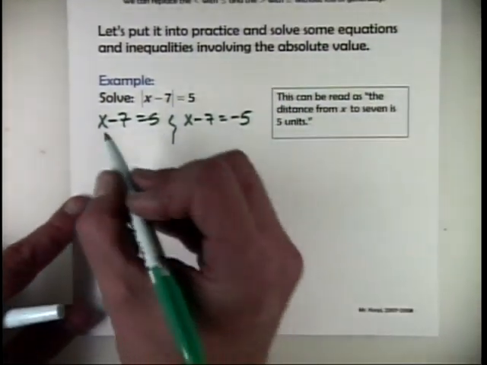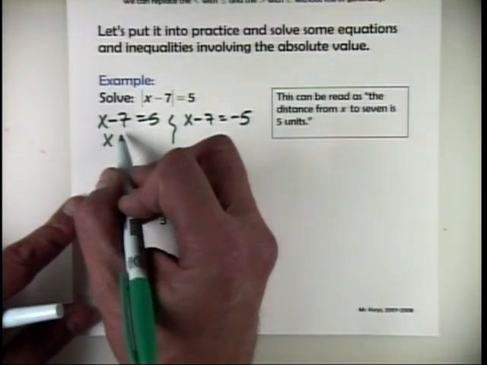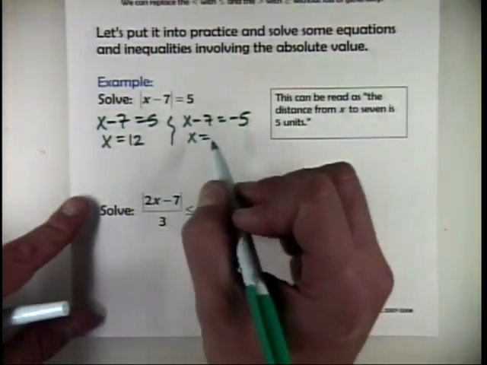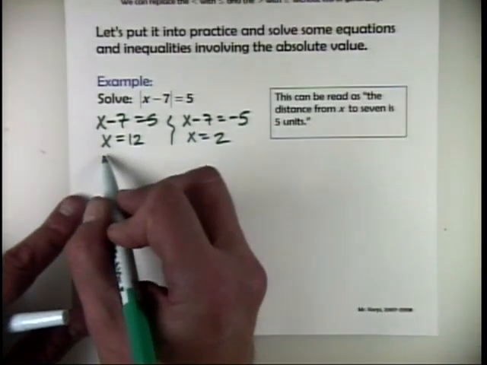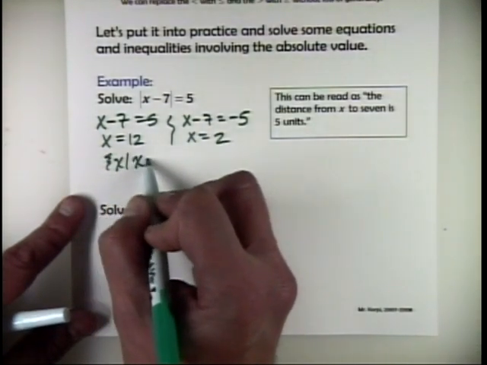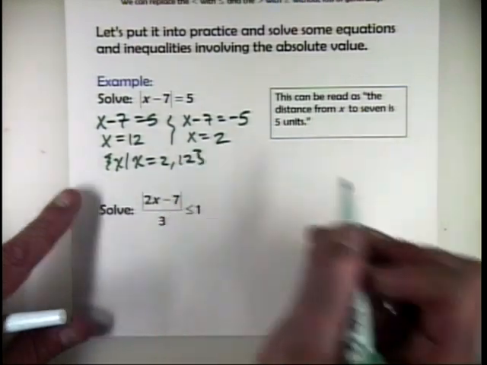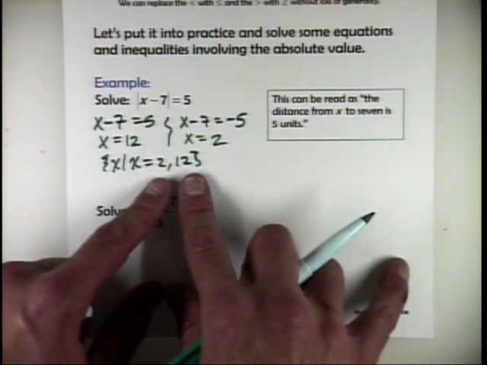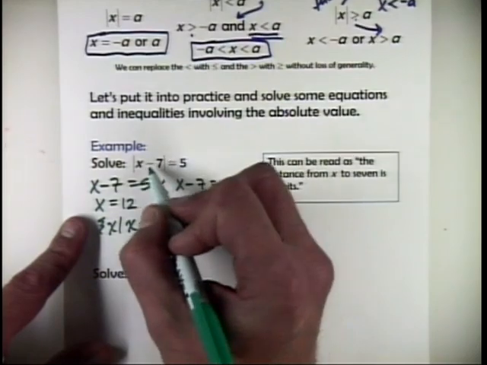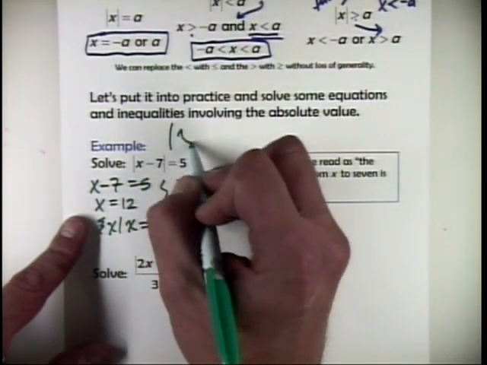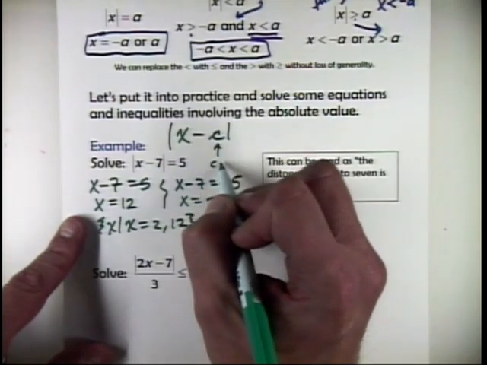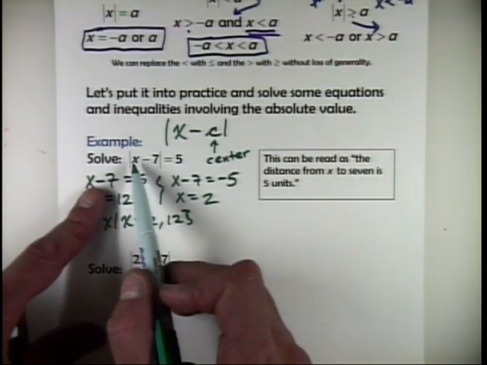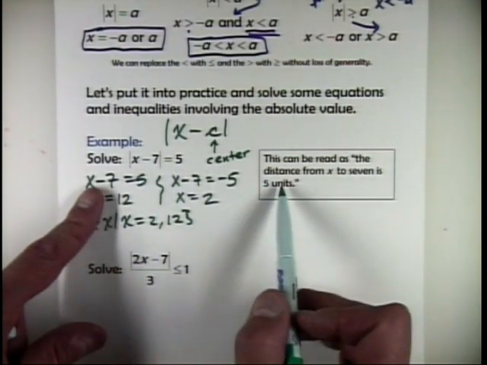Well, now I have two equations, so I could solve. If I add 7 to both sides in this case, I get x equals 7 plus 5, which is 12. And if I add 7 to both sides in this case, I get 7 minus 5, which is 2. And so my two solutions are the set of all x such that x is equal to 2, comma, 12. There's only two solutions. Now, notice that these are not symmetrically on either side of 0 like we saw previously. And that's because if you have something written in this format, x minus 7, you can think of it as x minus c, where c is your new center. So we can read this as the distance from x to the new center, 7, has to be 5 units.